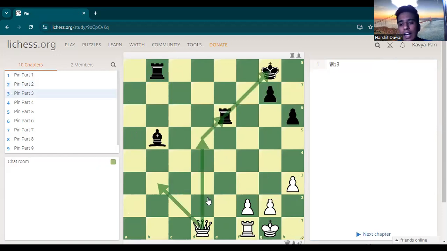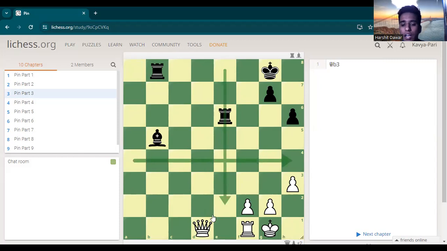This position is slightly complicated, but let's try to understand how we find a pin. How do we look for a pin? Basically, what you really need to look for is some kind of pattern in the opponent's pieces. Either they are aligned in a vertical way, horizontal way, or diagonally. These are the three ways pieces can be aligned. So you can also call it sleeping line, straight line, and diagonals. You just need to look for some kind of patterns.